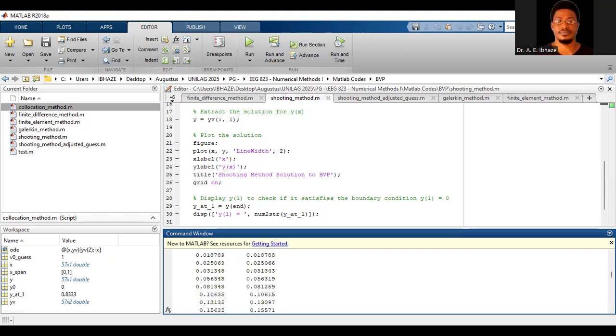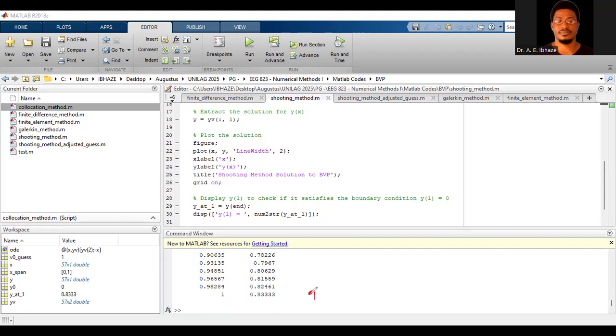For our initial guess, you observe that since at y1 we did not arrive at 0, this is far from 0. So it means that our initial guess provided an approximate solution that is far from the exact solution.